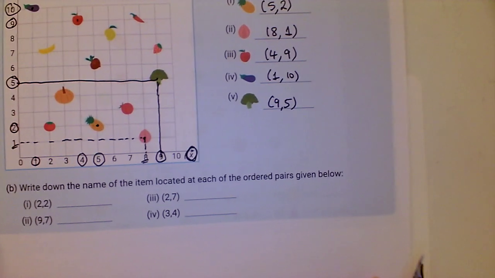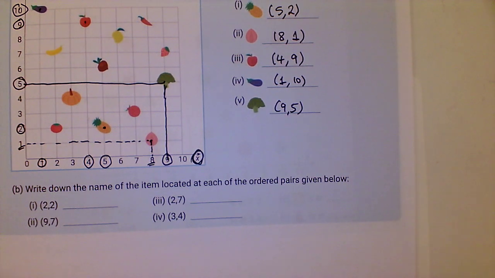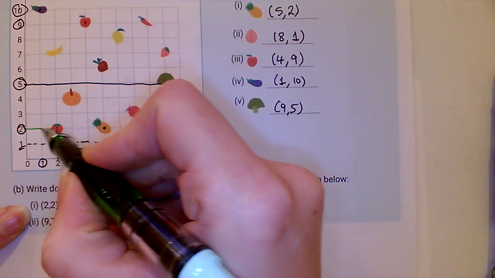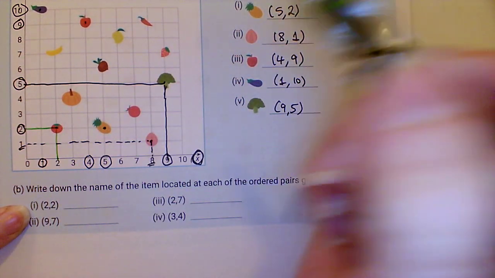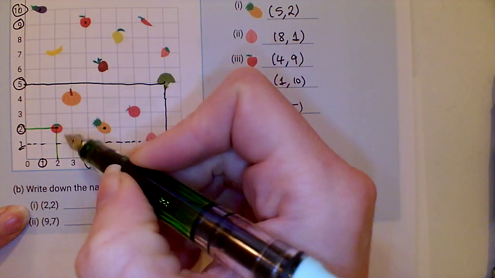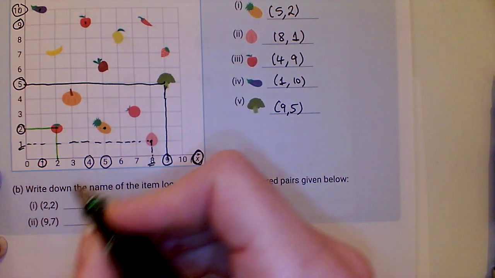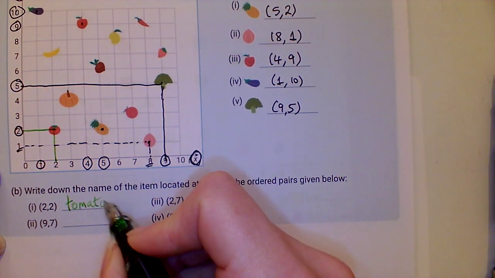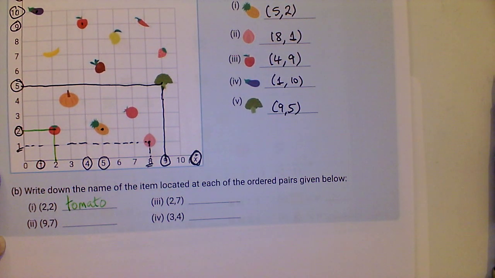Okay, part B then. Write down the name of the item located at each of the points shown here. So this was kind of working backwards a little bit. 2, 2. Now we couldn't get this backwards, right? Okay, what kind of fruit is that? I suppose I would call that a tomato, but listen, so long as you identified it correctly, if you even just drew a picture, that would be fine. I think that looks like a tomato.